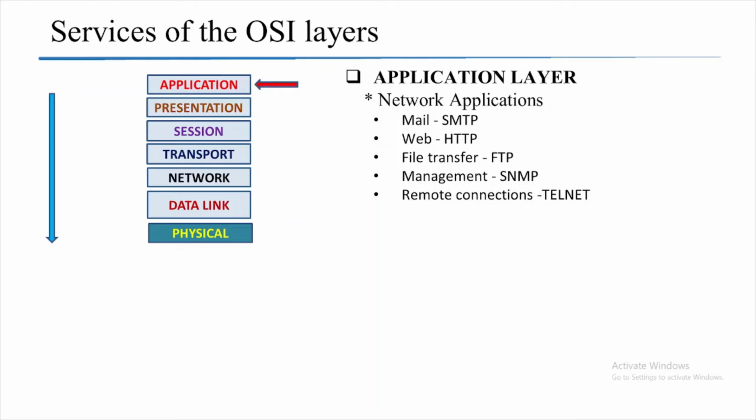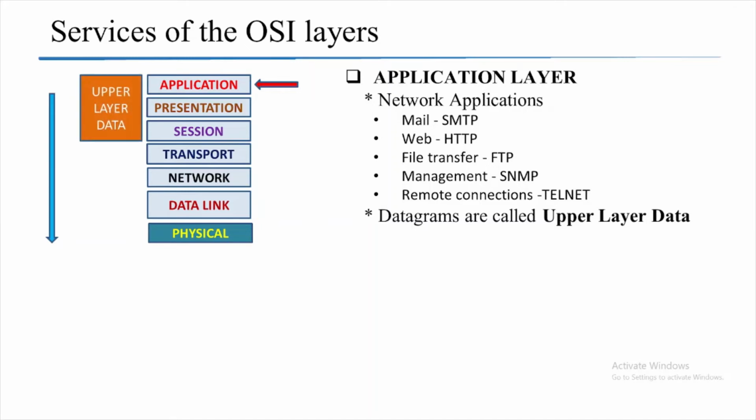The application layer services are actually provided by sets of protocols like mail by SMTP, web by HTTP, file transfer by FTP, management by SNMP, remote connections by telnet, and so on, right? For example, HTTP is used with web browsers like Chrome, Firefox, or Internet Explorer while surfing the internet, right? And you can see here that the datagrams in the application layer are called upper layer data.